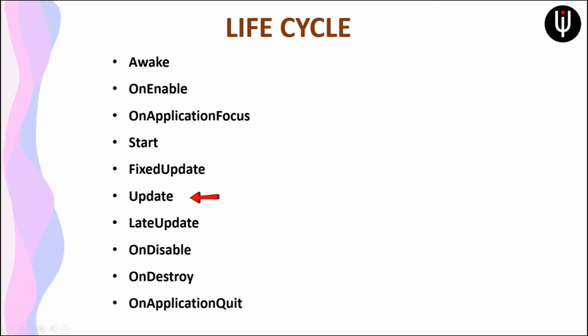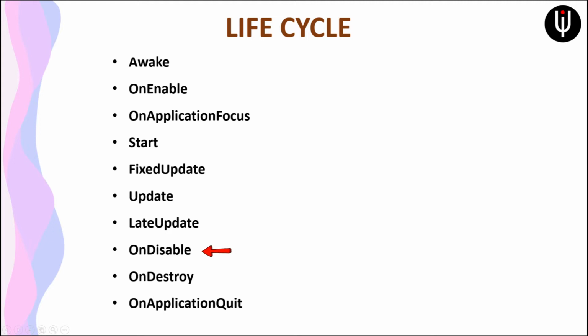Update is called every frame if the MonoBehaviour is enabled. For example, we can write code to move an object from point A to point B. LateUpdate is also called every frame if the MonoBehaviour is enabled. LateUpdate is called after all Update functions have been called. For example, a follow camera should always be implemented in LateUpdate because it tracks the object that might have moved inside Update.